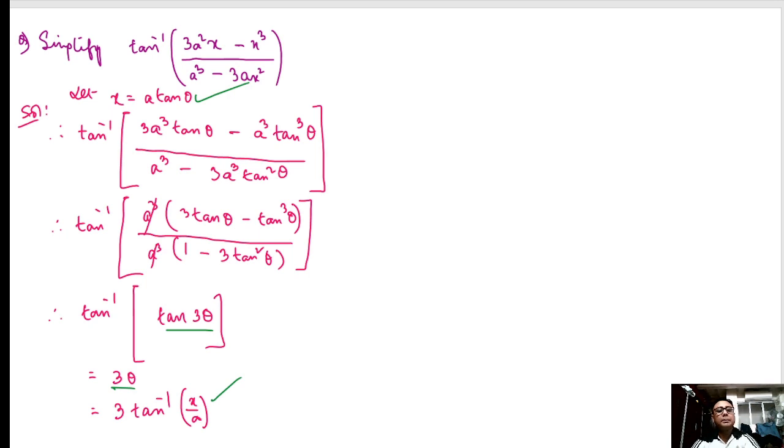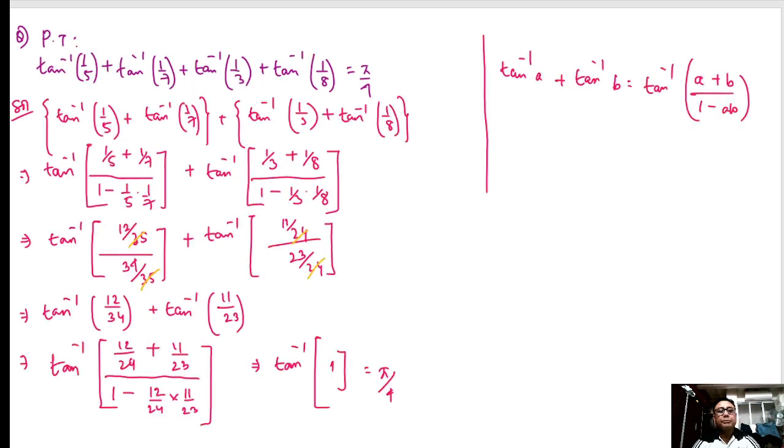Now let's see the next sum. Prove that tan inverse 1 by 5 plus tan inverse 1 by 7 plus tan inverse 1 by 3 plus tan inverse 1 by 8 is pi by 4. Okay, so let us take it into a group. These two into one group and these two into another group. So this is the formula of tan inverse a plus tan inverse b will be tan inverse a plus b by 1 minus ab.